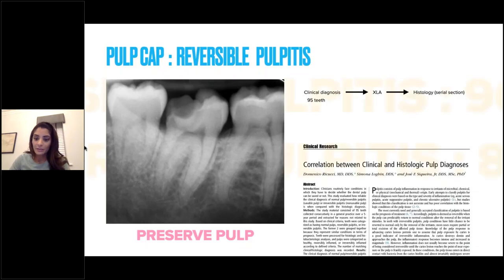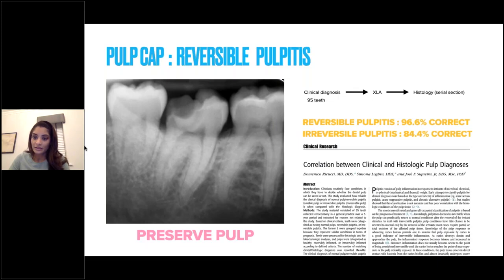And what they found was that if the patient complains of symptoms of reversible pulpitis, histologically 96.6%, a really, really high percentage of them actually had reversible inflammation of the nerve. If they complained of symptoms of irreversible pulpitis, about 84% of the time that was correct. So you can see sometimes patients complain of irreversible pulpitis, but it could be in a reversible state. But still pretty high percentages. So there is a good correlation between the symptoms the patient is complaining of and what's going on.